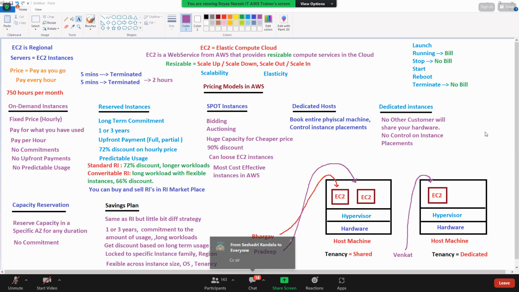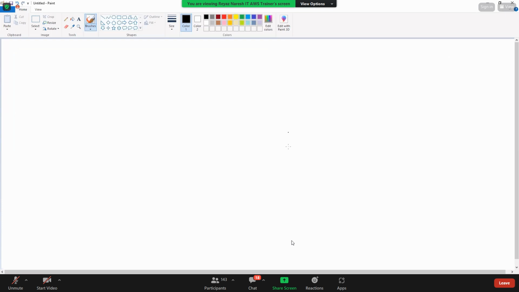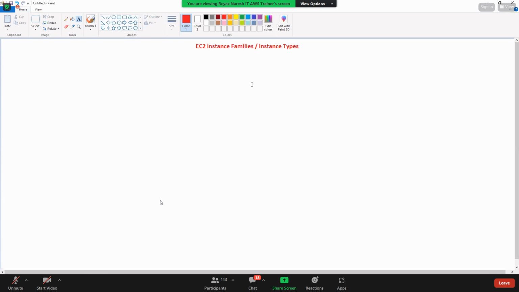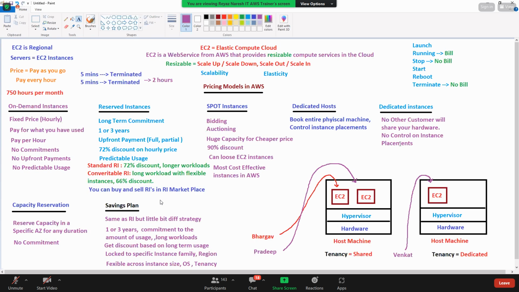Okay. Quickly, because I talked about family, we need to talk about the families here. Guys, we have something called EC2 families, EC2 instance families or instance types. So guys, see here. What was I talking about? Families.